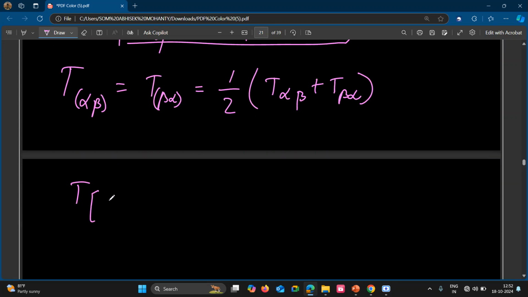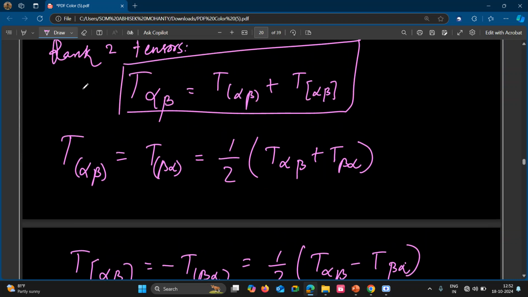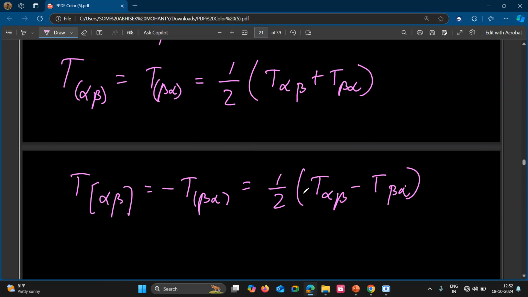It's just a notation, the brackets that will confuse you. Otherwise, there's nothing. A minus of T beta alpha. So we can say half of T alpha beta minus, it's just the opposite one. That's why it's this kind of sign. So if you add them, you will eventually get this T alpha beta. So let's add them anyway.